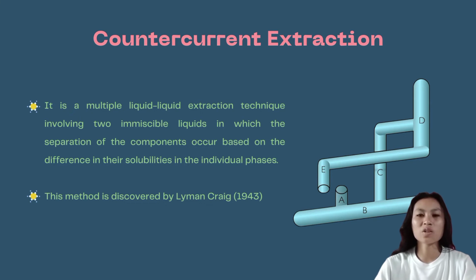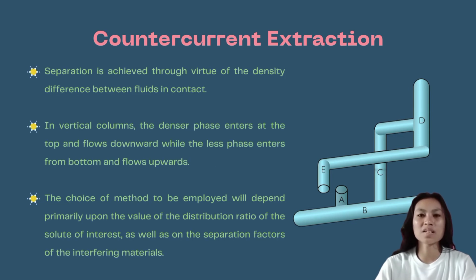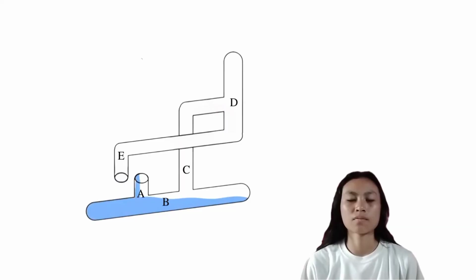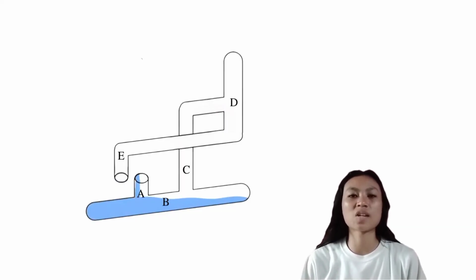The choice of method to be employed will depend primarily upon the value of the distribution ratio of the solute of interest as well as on the separation factors of the interfering materials. With the help of this method, we can have accurate quantitative analysis of a single as well as a mixture of components. The extractor consists of 300 to 400 such chambers.